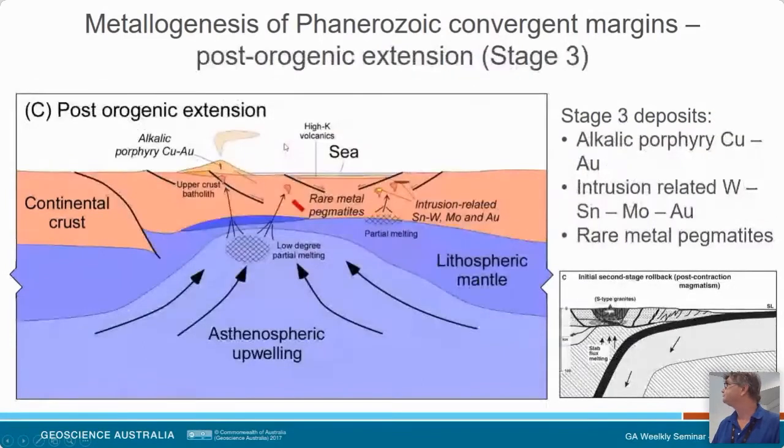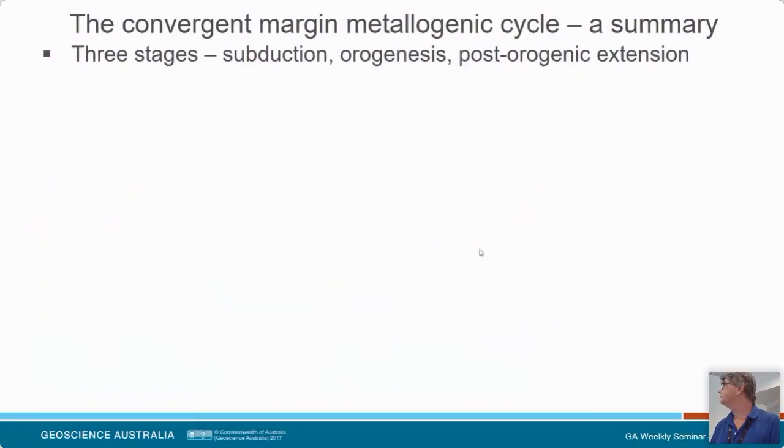We're going to talk specifically about orogenic gold deposits as an example of this stage of the convergent margin evolution. The third stage is when you go into post-orogenic extension. And in that case, you get a different suite of deposits. You find what are called alkalic porphyry copper deposits. We also find rare metal pegmatites and intrusion-related tin, tungsten, moly, and gold deposits. And this is just the initial second stage rollback of Collins's model. So we're going to talk about this assemblage of deposits as we go through.